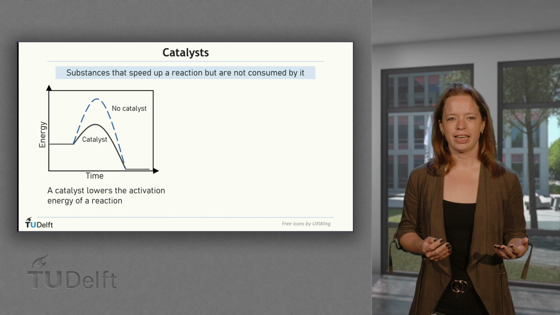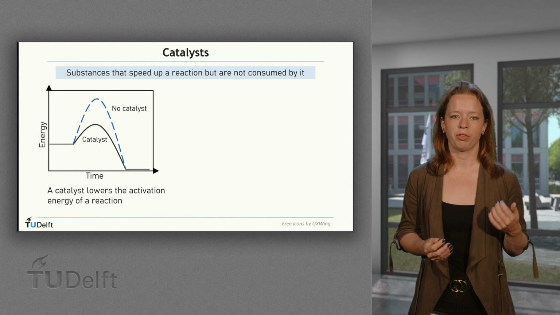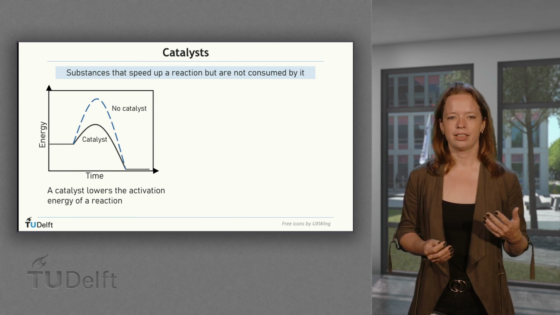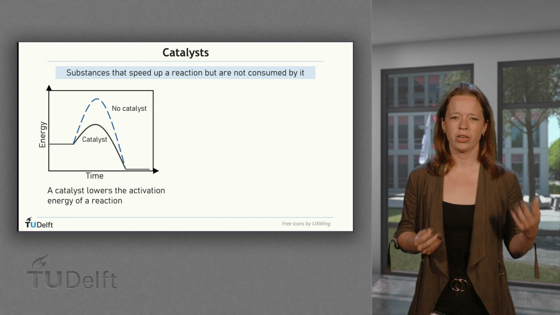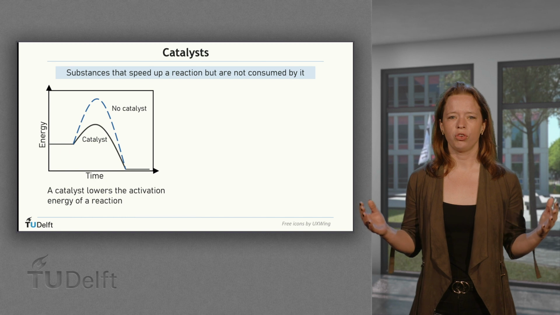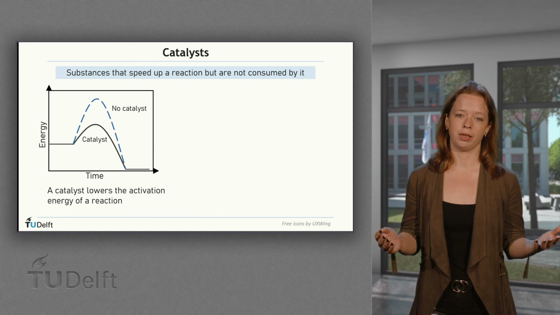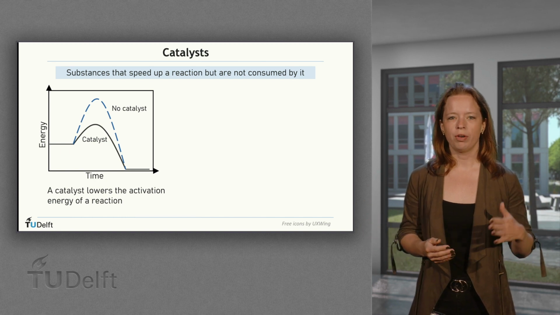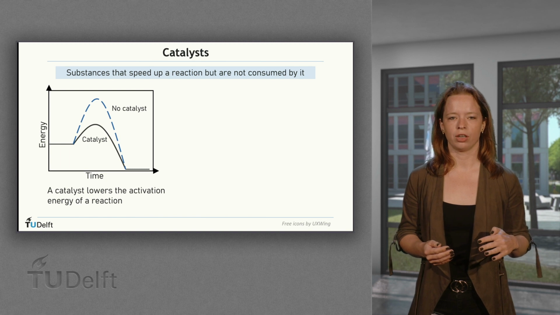I would like to end this lecture by briefly introducing the concept of catalysts. Catalysts are substances that make a reaction go much faster. So you can imagine they're very useful in these large industrial processes where time is money. They do this by lowering the activation energy of the reaction.